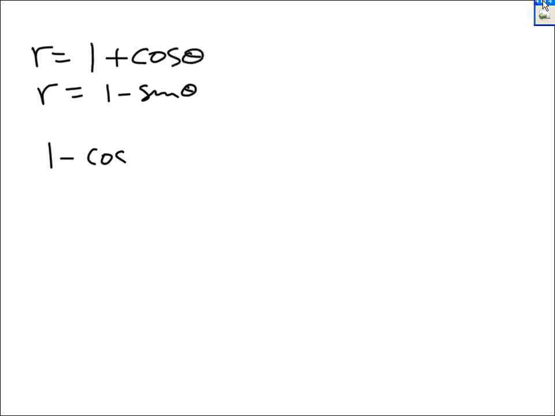Suppose you have the same problem: find the points of intersection. Suppose you have that r, and the other r is 1 minus sine theta. The first thing you do is set them equal to one another. The next thing I would do is take away 1. Cosine theta is equal to negative sine theta.